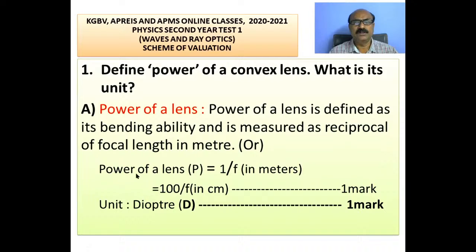Then you have to write power of lens P is equal to 100 by focal length in centimeters. For this you will be awarded 1 mark. One mark will be given for this particular part. And the unit is the second part. Diopter is the unit, so you will be given another mark.